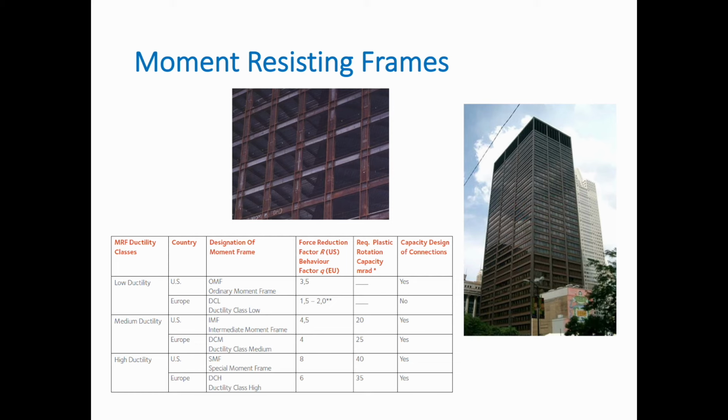And together with that, what is the required plastic rotation capacity in mrads? You can see that for the low ductility there is none, but for the medium and the high ductility the numbers range from 20 to 40 mrads. For the capacity design of connections, anything but the low ductility class in Europe is a yes.